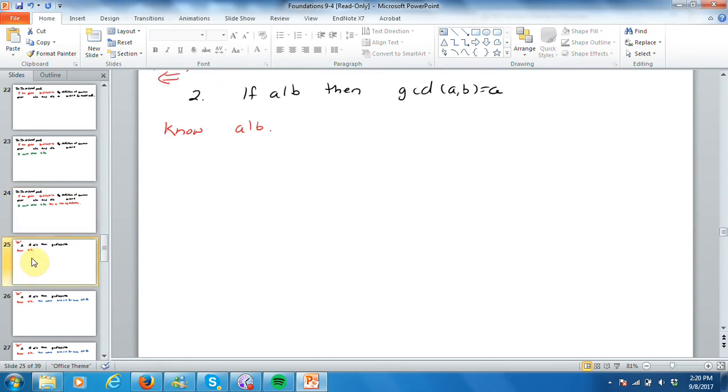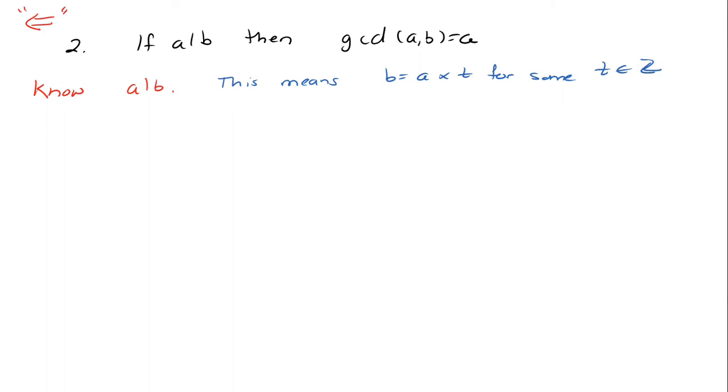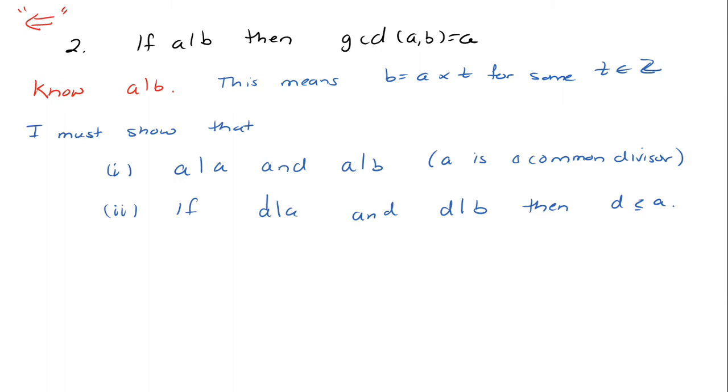Okay, so the other direction, proof number 2. Proof number 2 is that if A divides B, then the GCD has to be A. So what's my know? My know is A divides B. That means B is equal to A times T for some integer T. What is it I need to show? Well, I first need to show that A is a common divisor of A and B. And the second thing I need to show is that it's the greatest of them all.